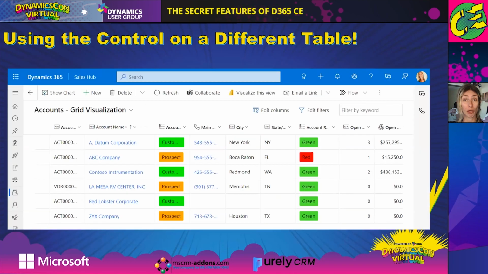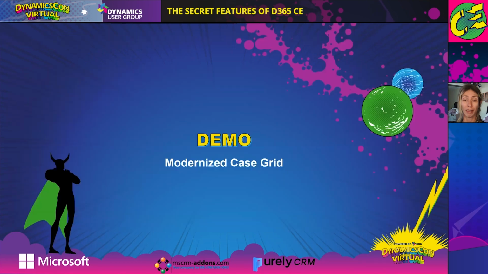And the other thing I wanted to mention is I actually tried to use this control on a different table and it worked. This is pretty cool, right? I added it to the account table and look at that. It actually is picking up a custom field called account type, and I added some colors to it and it's picking up the color. So I thought that was kind of sweet. So let me show you what this looks like.